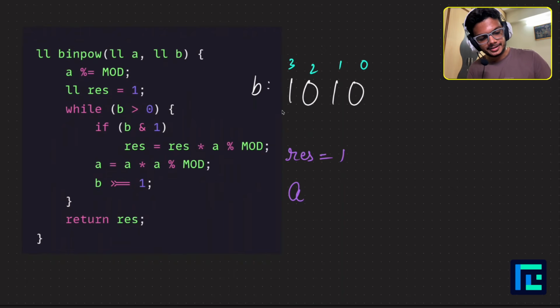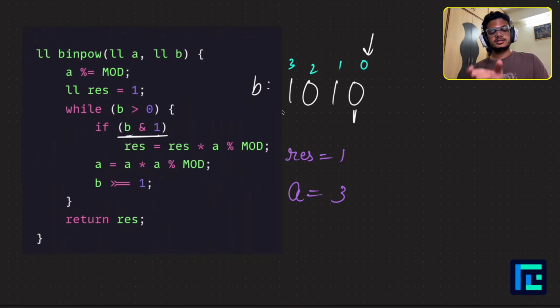Fine. And let's just say we have to calculate 3 power 10. So this b, this is the binary representation of 10 that we just saw. What am I going to do? Well, b greater than 0, which is indeed greater than 0. First, I'm going to check b bitwise and 1. You just check whether the 0th bit is set or not. So the rest will all be 0 here. If this bit is set, this is going to return 1, right? So this condition will be true if the 0th bit is set.